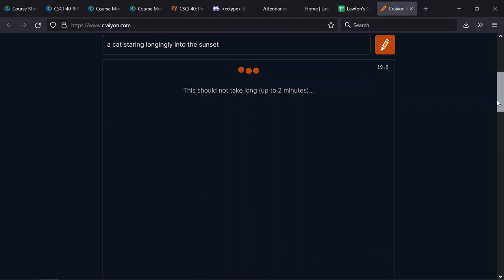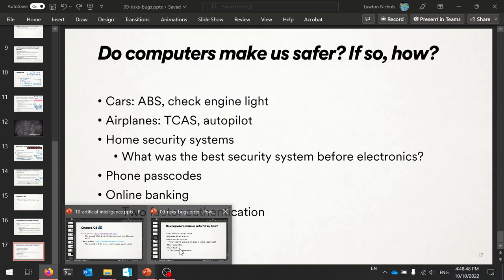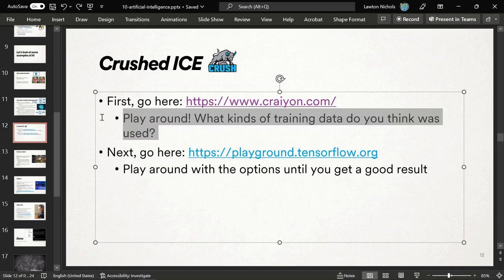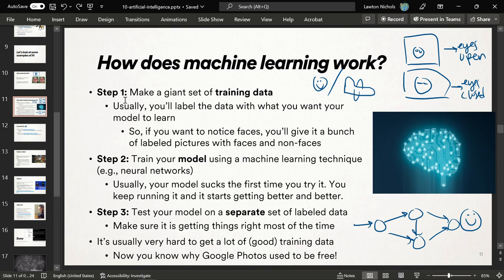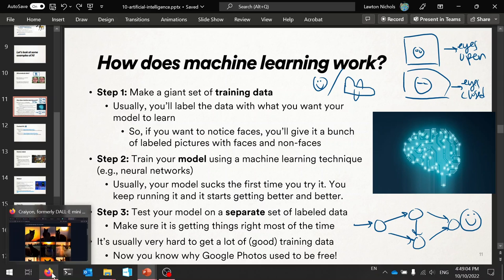This technology has only been out for a very little while. You can legitimately type anything up here. Probably the funniest one that I have seen is somebody typed a funeral in Whole Foods, and it just drew that. It's hilarious. But it takes some time and has to think. Try a few examples of this, but once it works, I want you to think in the background of your mind, what kind of training data do you think was given to this program? What did they have to give it for it to be able to draw stuff from your responses?